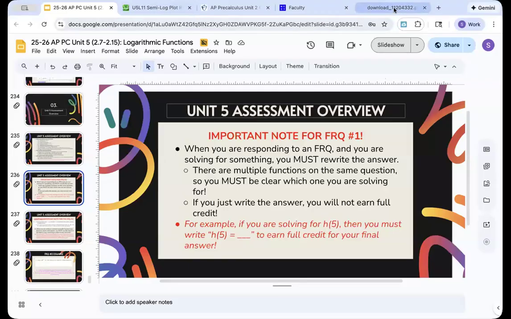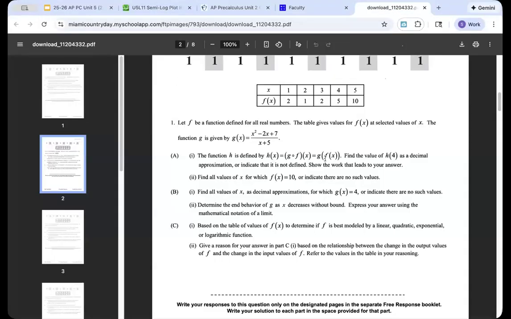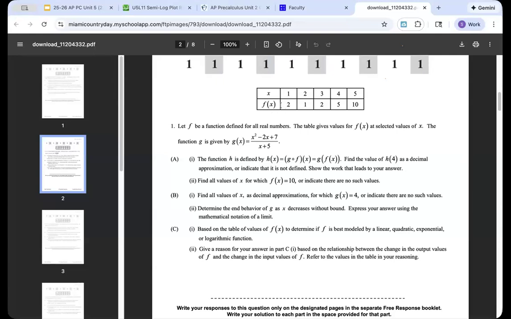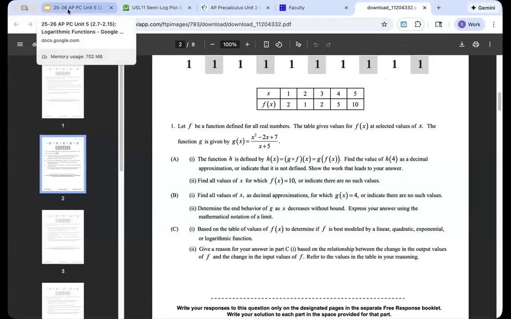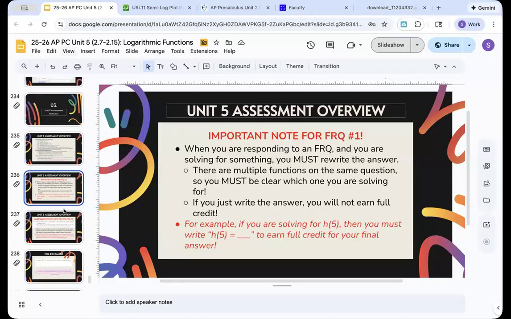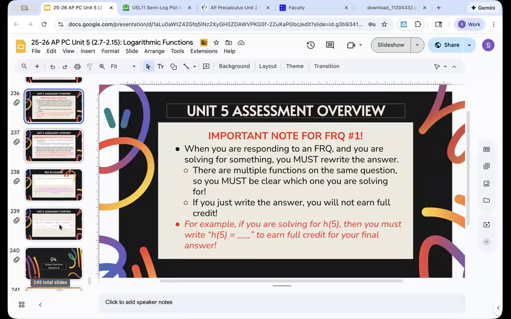You can't just put a final answer, and it's really crucial for this particular question because if you look at this example 1, we have an f of x, a g of x, and an h of x. That's 3 different functions. So you have to make it abundantly clear to the AP reader that you understand which function you are solving for. Or if you're solving for x, you're saying x equals in order to earn that full credit. So please be mindful of that.